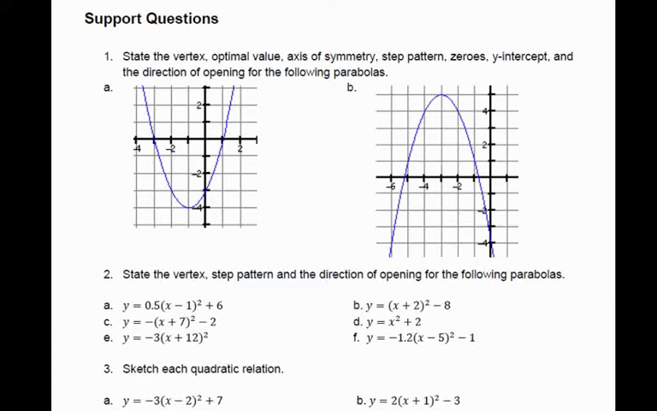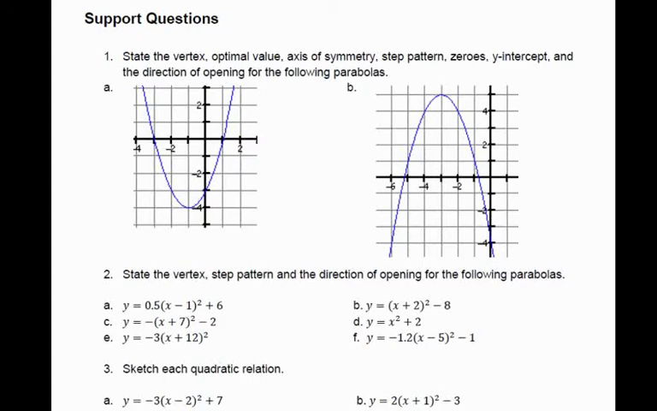Let's look at 2d. Here we have x squared plus 2. If we wrote this in a bracket, it would be bracket x plus 0 bracket squared. Because there's a plus or minus 0, that means that our x component of the vertex is 0, and our y is just the 2. So our vertex would be at 0, 2. The a is 1, so the step pattern would be 1, 3, 5, and it would have to open up because that a is positive.